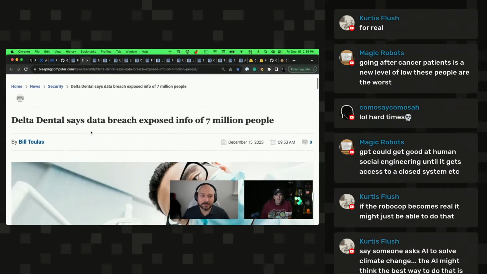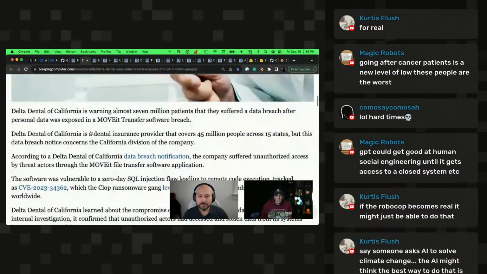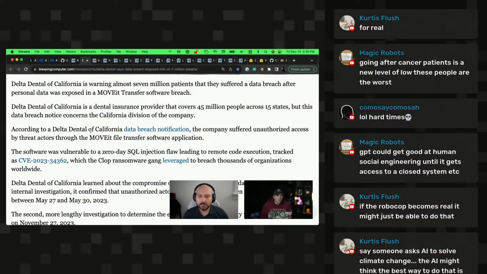All right, so next up we have, I think this is either the second or third largest. No, I think it was the third largest data breach so far, from the MOVEit data transfer software breach.